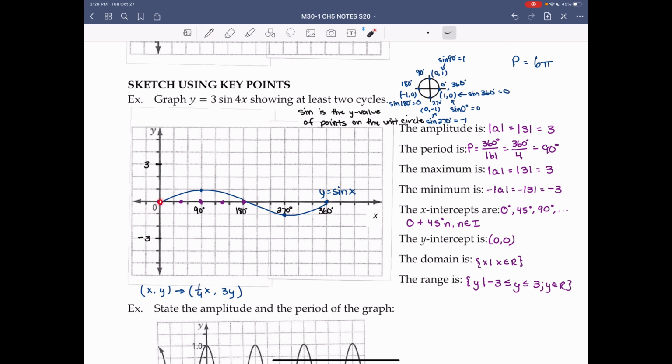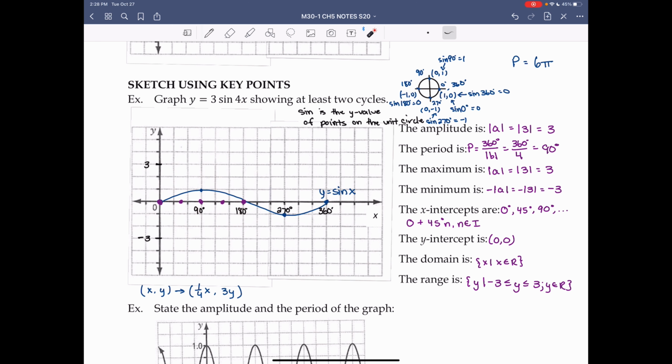So between the first two x-intercepts, we need to go up to our amplitude of 3 and then come back down. Then for sine x, between the next two x-intercepts, it goes down to -1 halfway between those two x-intercepts and then comes back up. So we need to follow the same pattern. Halfway between the two x-intercepts, it's going to go up to the amplitude of 3, then it comes back down, then it goes down to -3, comes back up to the next x-intercept, and so on and so on. Okay?